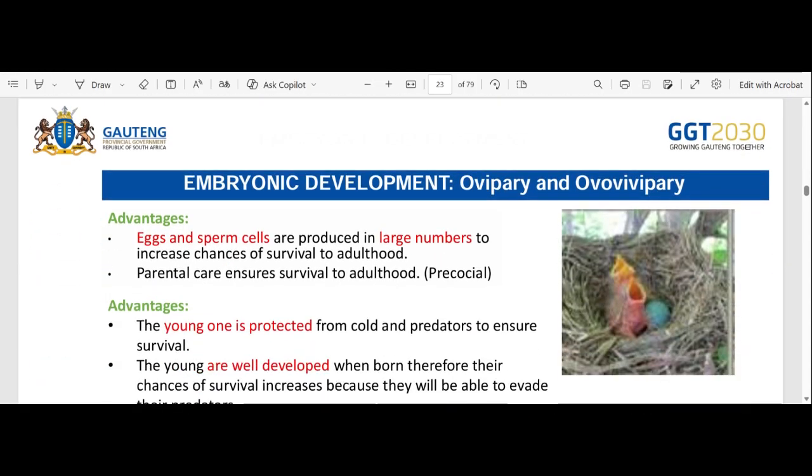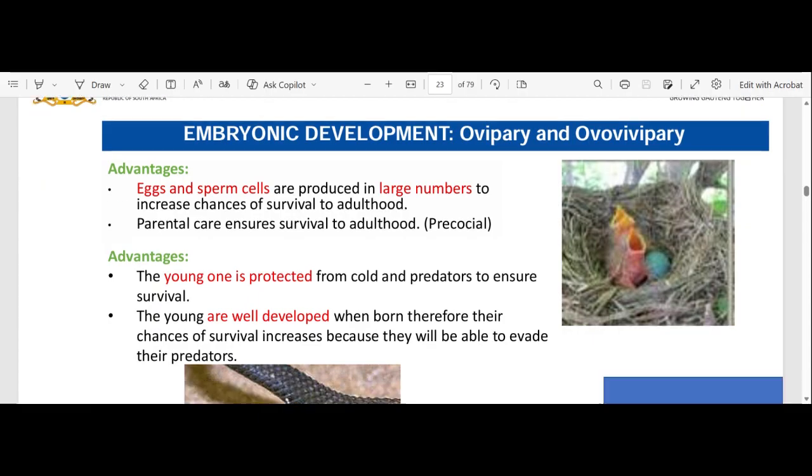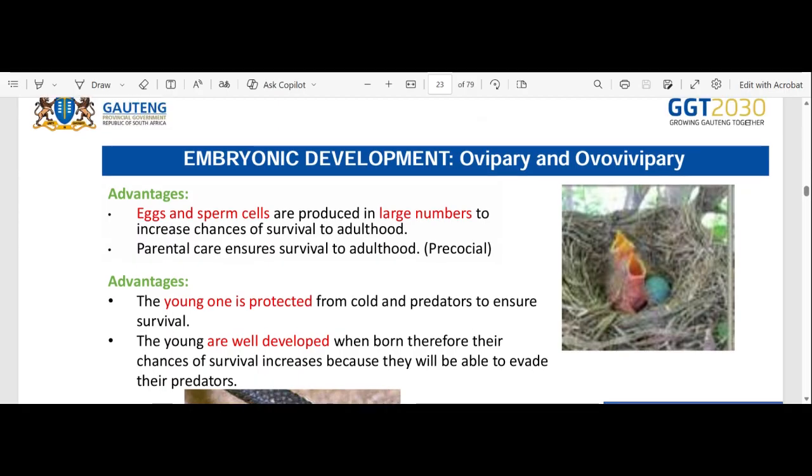Okay, let's go to embryonic development, or reproductive strategies that are used by vertebrates. Let's start with oviparity and ovoviviparity. What is oviparity? Oviparity is when eggs are laid outside the mother's body. Ov means egg, so it means that eggs are laid outside the mother's body.